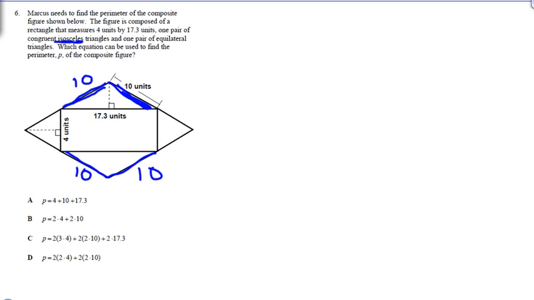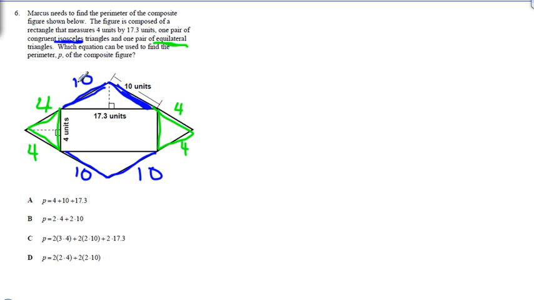Then it says we have 1 pair of equilateral triangles. And let's assume that those are these here. We knew that this one couldn't be an equilateral triangle because we have this 17.3. So obviously all 3 of those sides can't be equal. So that means that this is 4 and this is 4. And again, it's 1 pair of them. So over here, this would be 4 and 4 as well. And that's it. That's all we need to know.